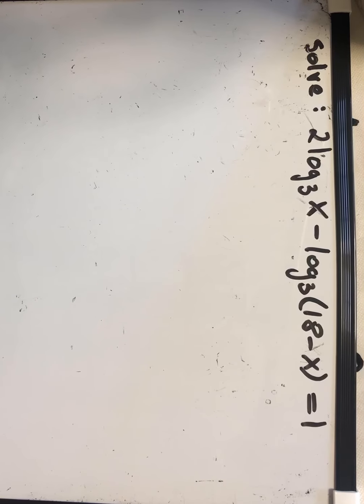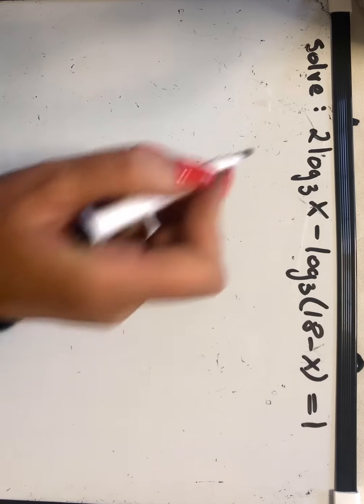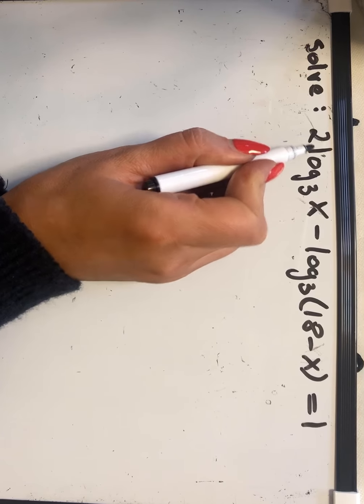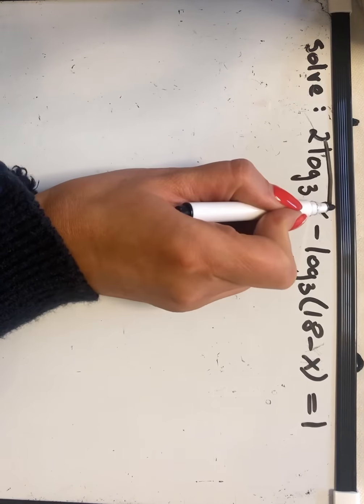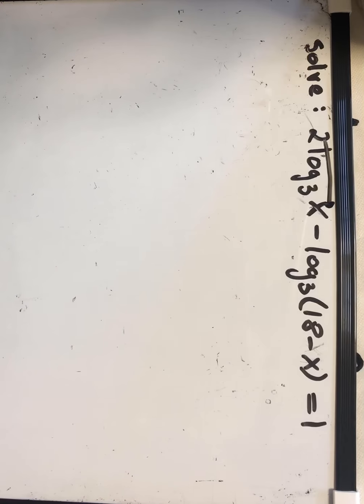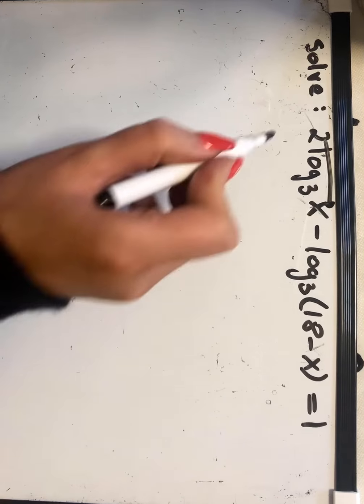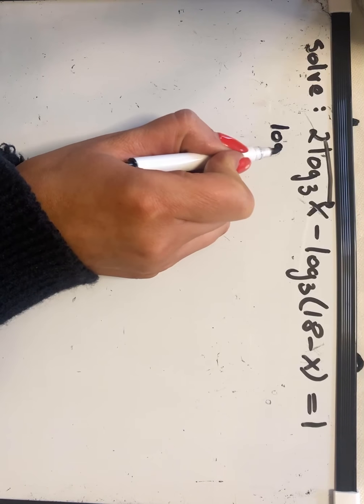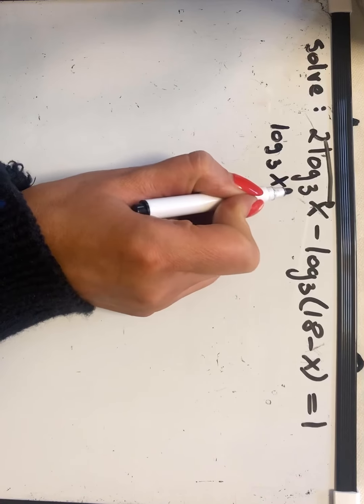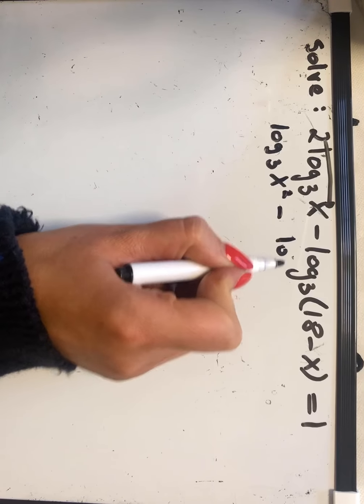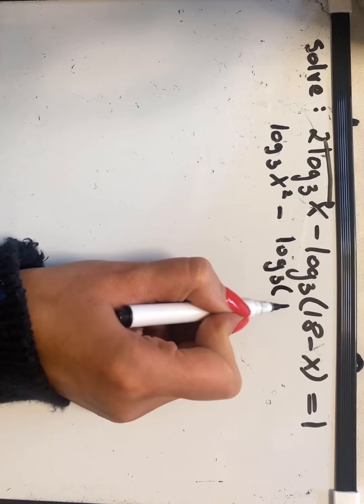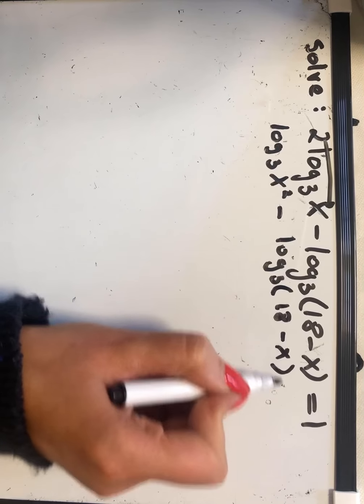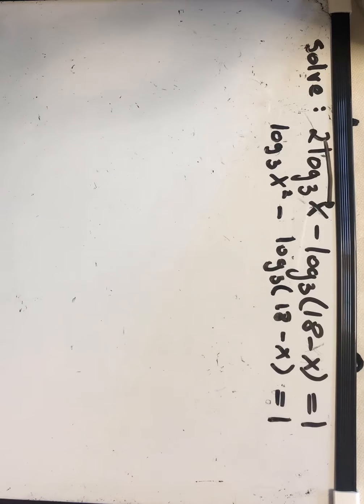In this question we've got a log equation and we're asked to find a value for x. So we begin by looking at the equation and seeing can we apply any log rules. And we see we've got a 2 here in the front. So that 2 can go above here as a power, so it'll now be x squared. So we have log base 3 x squared minus log base 3 (18 take away x) and equal it to 1.